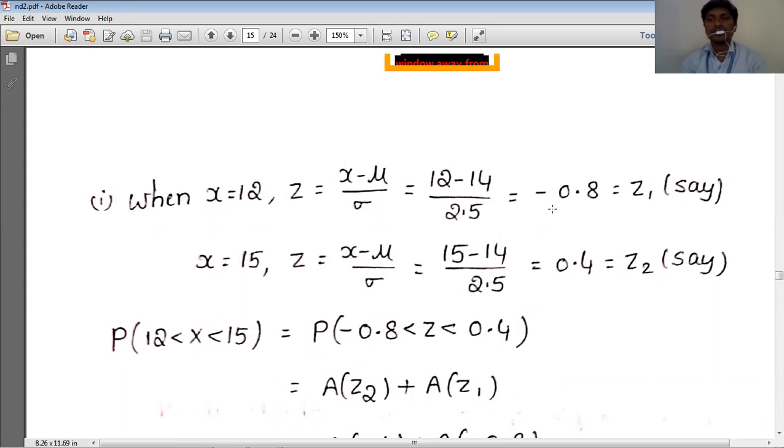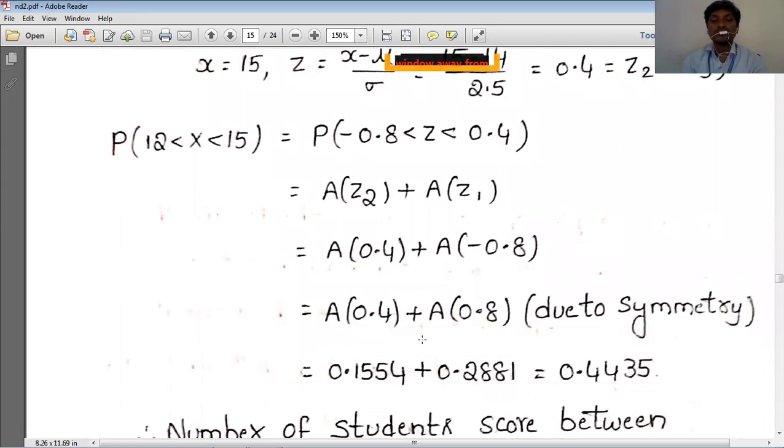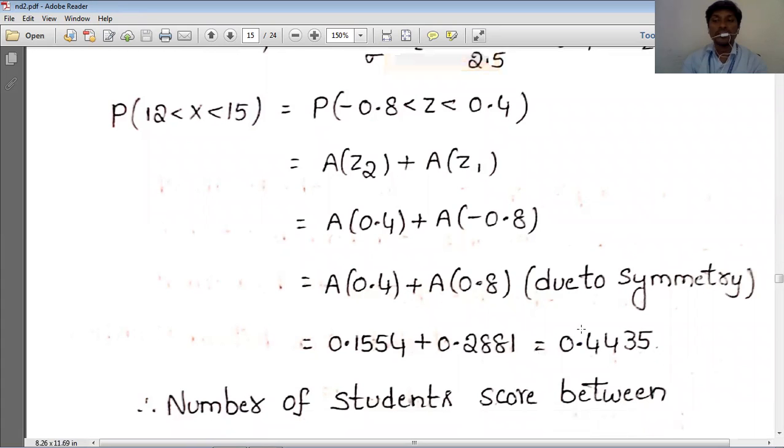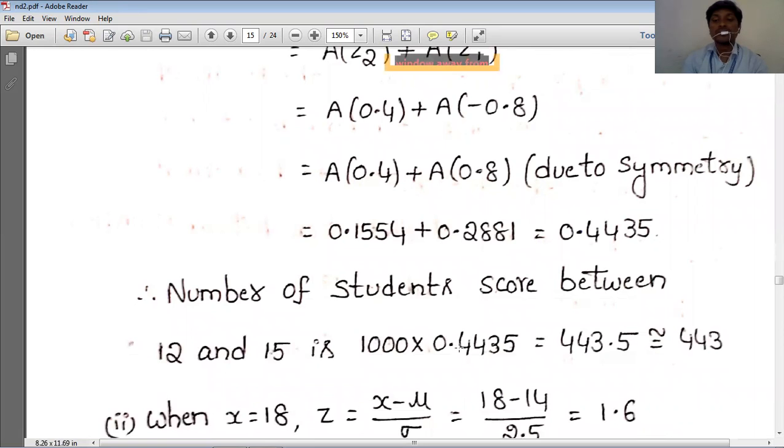Till now, what we solved in the problems. Okay. So for 0.4 the area value is 0.1554, and for 0.8 it is 0.2881. By adding that we got 0.4435. What do we require? The number of students. So for students we multiplied with 1000.